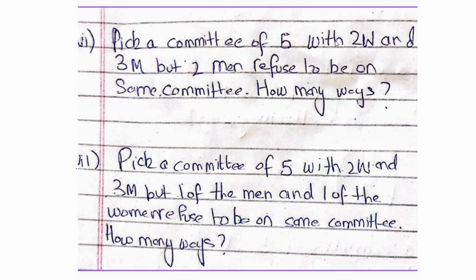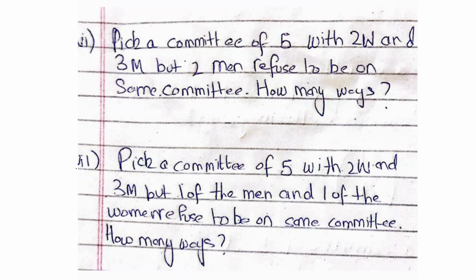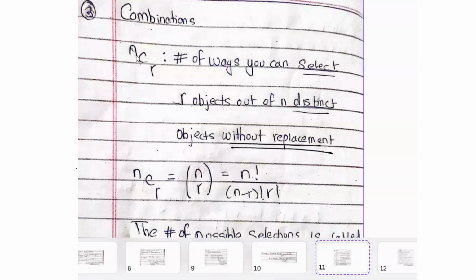So this is how we can do combinations. Just keep in mind that permutations mean arrangements and combinations mean selections. And when we use n choose r, it's very important to keep in mind what it is used for. It is used to find the number of ways you can select r objects out of n distinct objects without replacement. Any such selections are what we essentially call combinations.